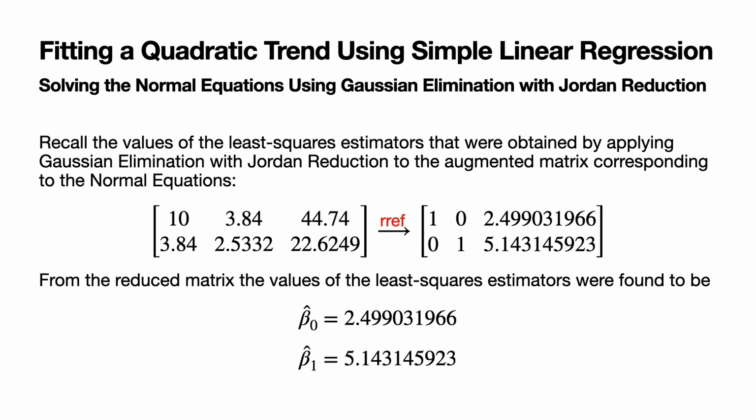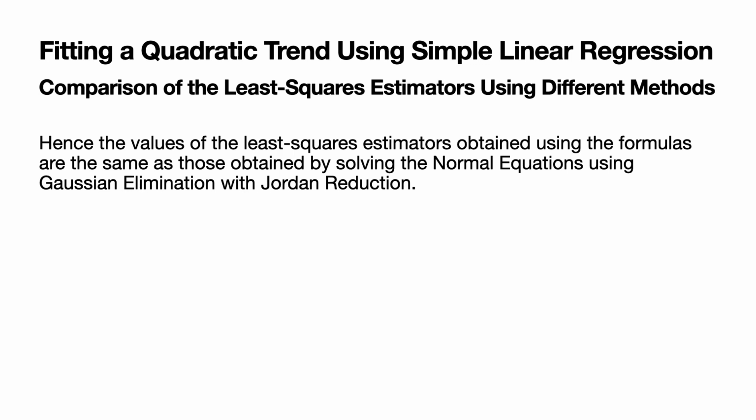And so when we did this previously, we saw that the least squares estimator, beta 0 hat, was 2.499,031,966, and beta 1 hat was equal to 5.143,145,923. And those are the same values that we got using the formulas. So the values of the least squares estimators obtained using the formulas are the same as those obtained by solving the normal equations directly using Gaussian elimination with Jordan reduction.